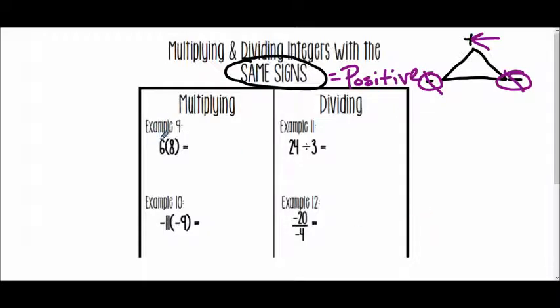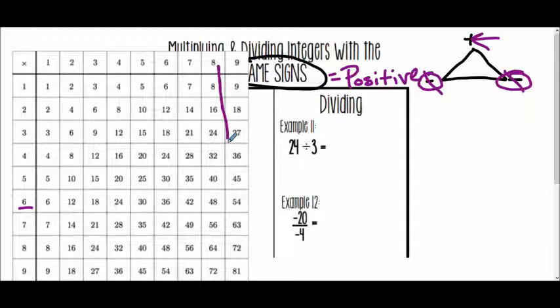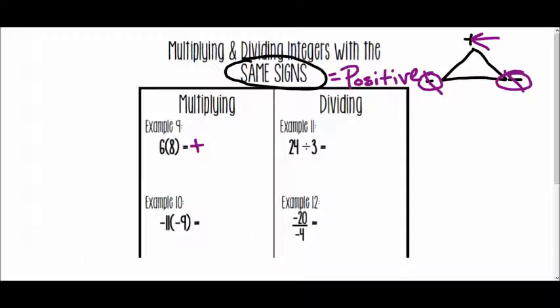Okay? So let's look. I have a positive 6 times a positive 8. That's a positive times a positive, which means our answer is going to be positive. Now, let's figure out what our answer is going to be. We're taking 6 times 8. So I'm going to go to 6 and 8, and I'm going to find where they meet. So that would be right here. So 6 times 8 is 48. So our answer here is a positive 48.